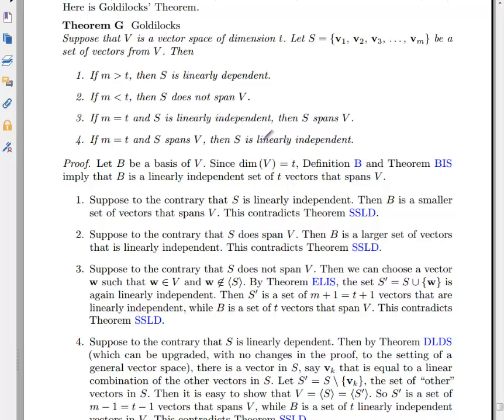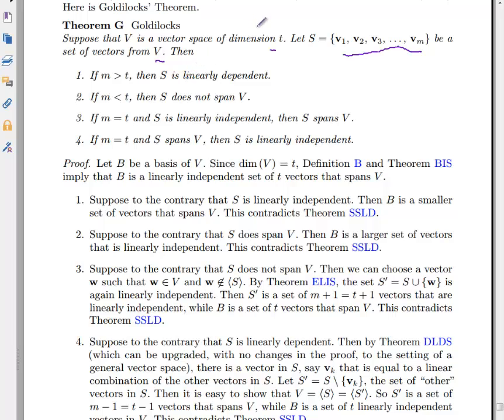Okay, so here's the Goldilocks theorem, and it's called Goldilocks, I guess, because a set is either too small, too big, or just right. So let's go through this statement here. Suppose V is a vector space of dimension t. Let's have m vectors from V. Then you have four possibilities.